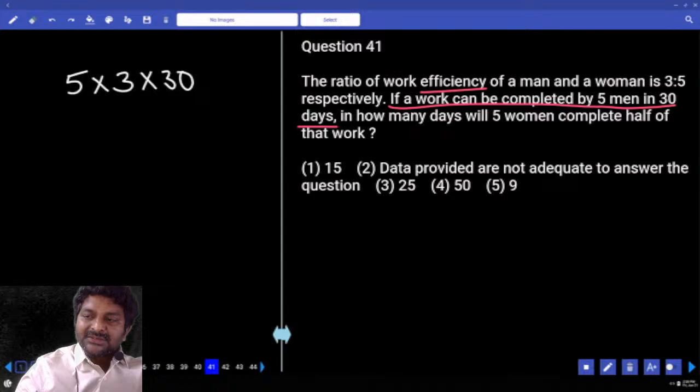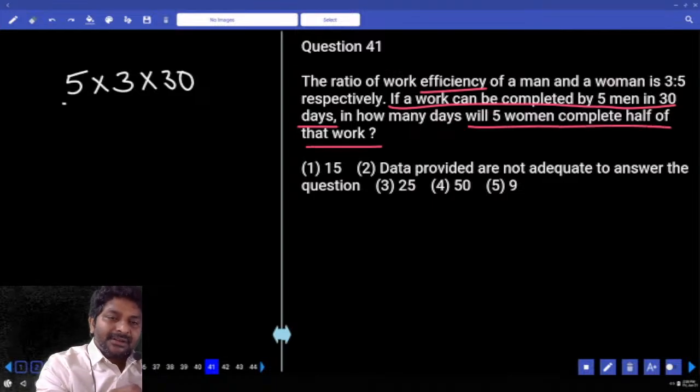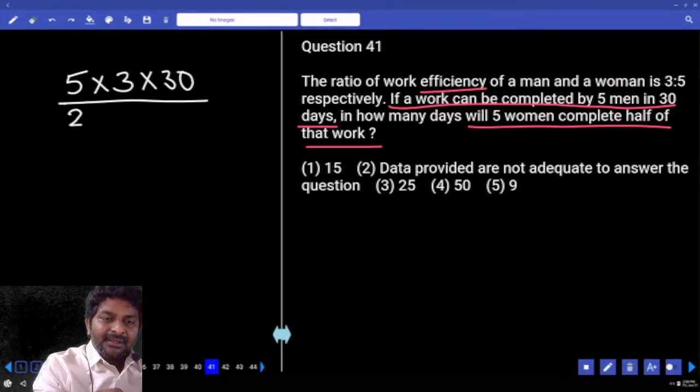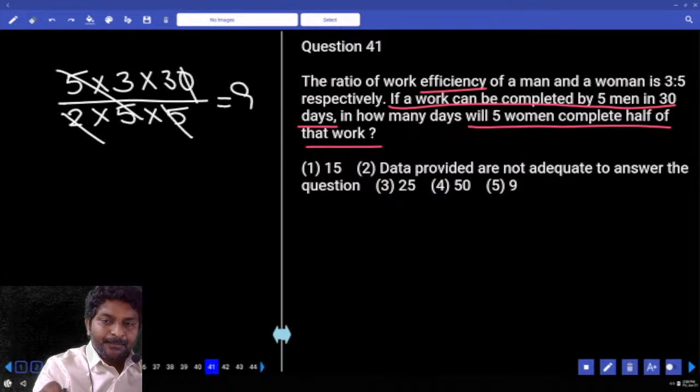In how many days will 5 women complete half of the work? This is total work. Now I am taking half of it. How many women are there? 5. Each woman will do 5 units. Correct? 5 gets cancelled. 2 into 5, 10 gets cancelled. Answer? 9.